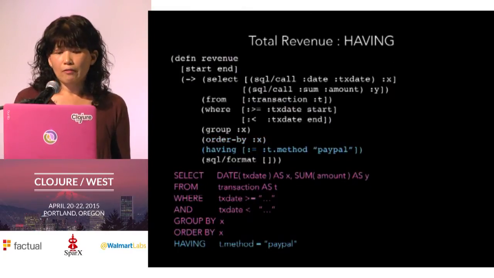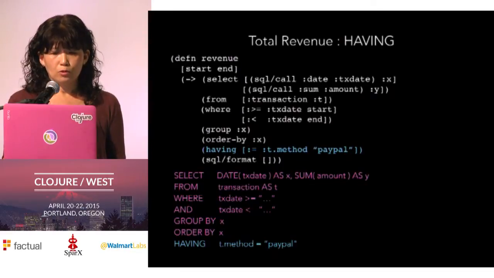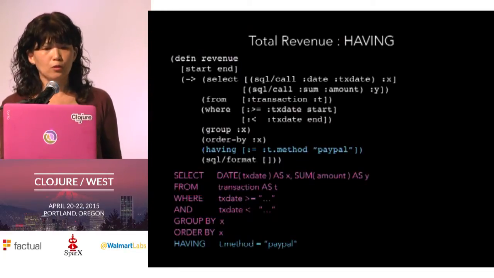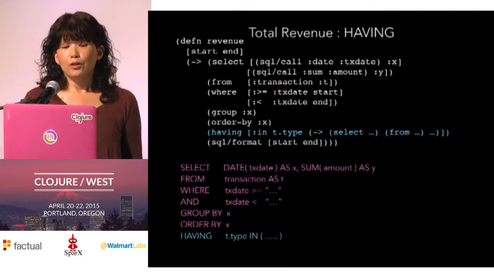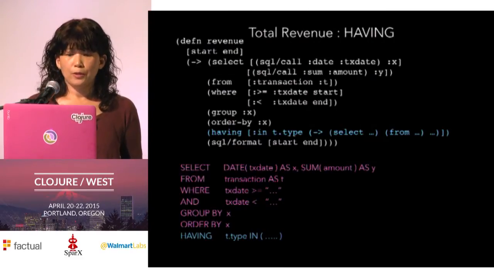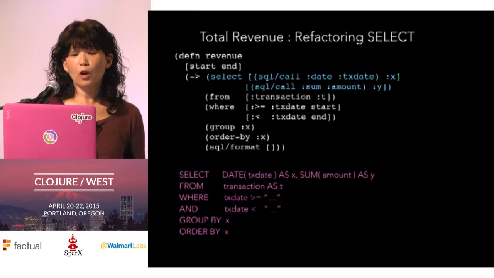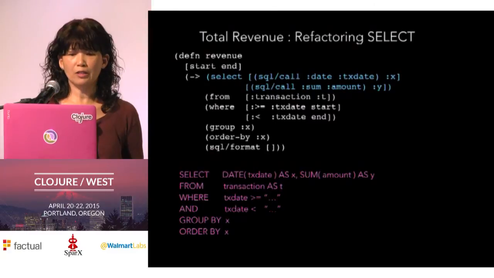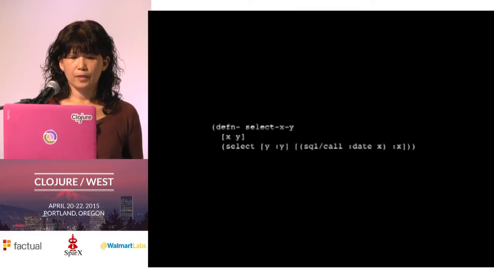You can also use the having function. In this example, total revenue with transaction method equals PayPal. You could also use the in operator and start a single thread to create a nested query. Doing so will make the query more complex. For our example, we'll remove the having function and nested query for simplicity and refactor the select function instead.